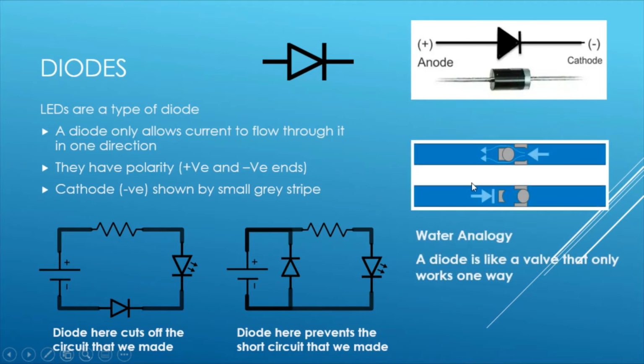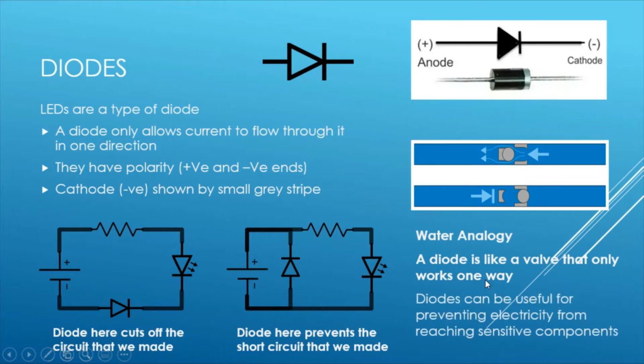So you can think of a diode, if you want, as a kind of valve that only allows water to flow through one way. So here we have the water flowing through, fantastic, and here it reaches a blockade. This is opposite to this way. Sorry, the diagram's the wrong way around. Diodes can be very useful for preventing electricity from reaching sensitive components, or ones that we don't want to get damaged by current going through them.